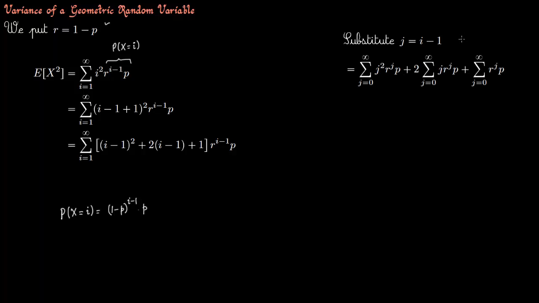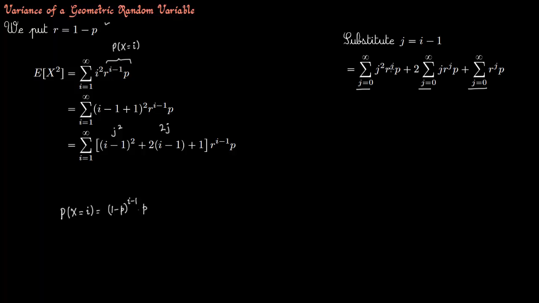So when i is 1, j would be 0, and when i is infinity, j will also be infinity. So for i is 1, j is 0. That's why you have j equal to 0 here, here, and here. We have done nothing, we have just put j here. So you have j squared here, then you have 2j here, and you have 1 here. That is what we have simply done.